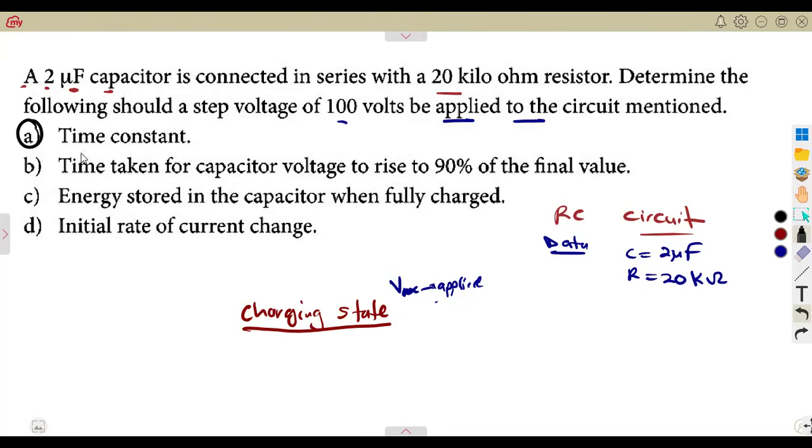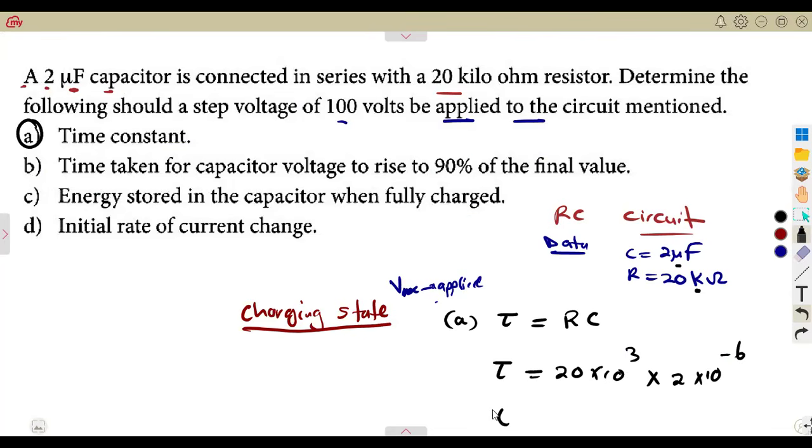All right, number one, the time constant, which is A. Remember that I said the time constant, considering that you are working with an RC circuit, is given as the product of the resistance times the capacitance value, meaning our tau, the time constant, is the resistance, 20 kilo ohm, 20 times 10 to the exponent of 3, times the capacitance value, 2 microfarad, times 10 to the exponent of -6. That is going to give us tau, our time constant, of 0.04 seconds.